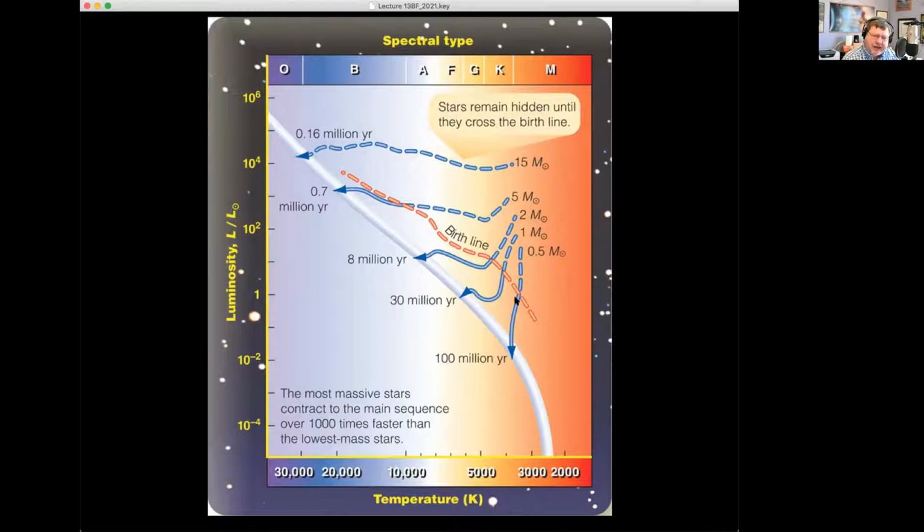And as it crosses the birth line, it hits that 10 million degrees. And then it settles. If you're half a solar mass, you will settle here. And your lifetime is longer than we can measure. It's in the trillions of years. But you're very, very dim.